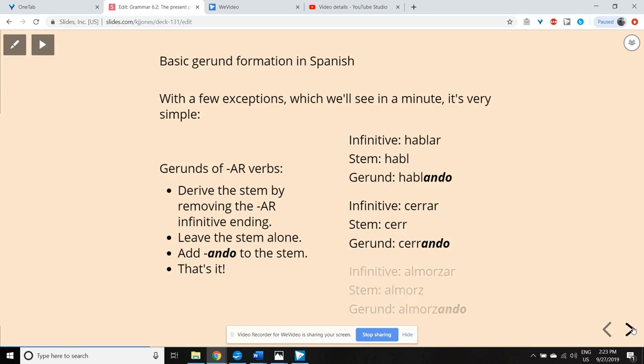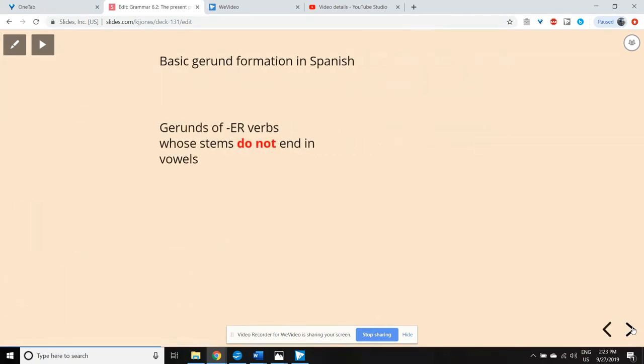All right. And finally, almorzar. So we remove the AR infinitive ending. That gives us our stem, ALMORZ. To that stem, which we do not change or alter in any way, we add the gerund ending ANDO, and that gives us almorzando. Simple, so simple. Let's talk about some more basic gerund formation in Spanish.